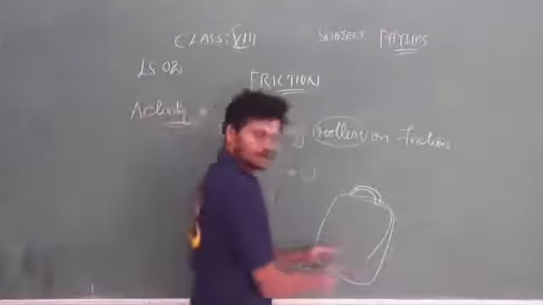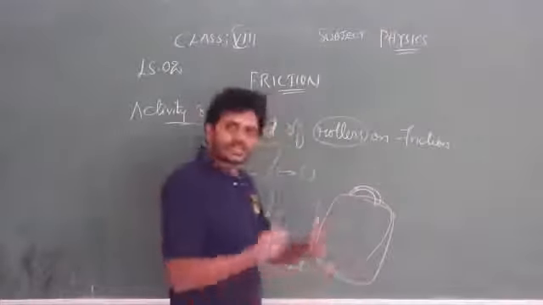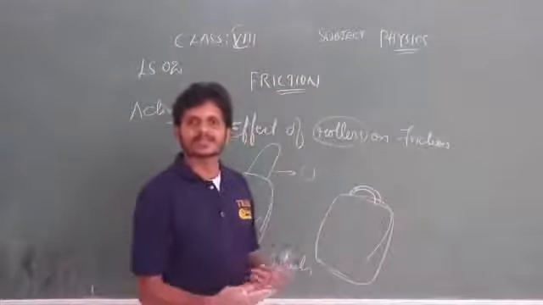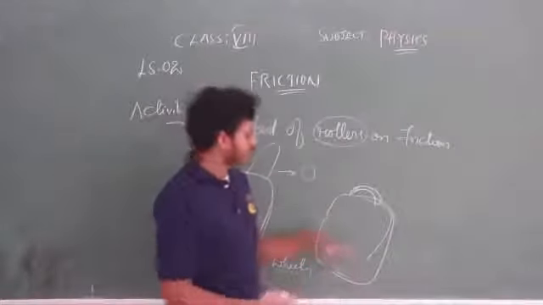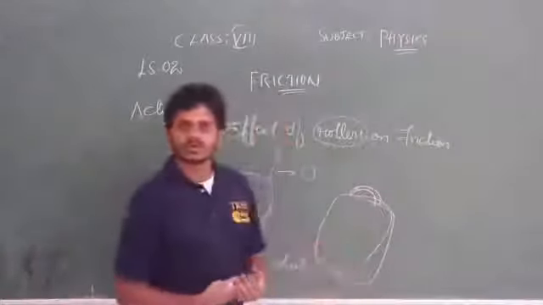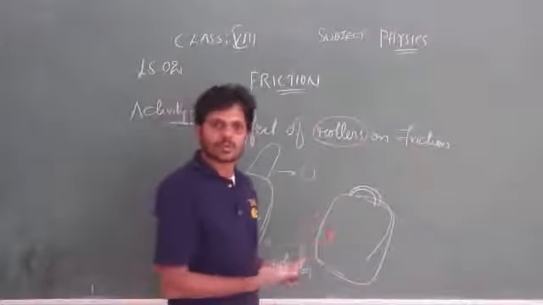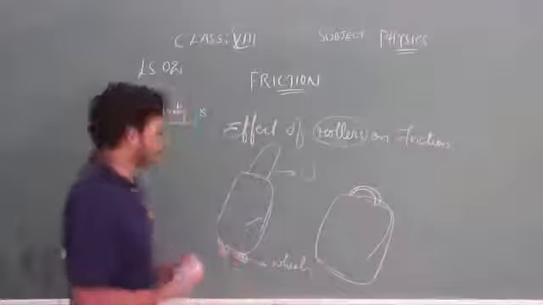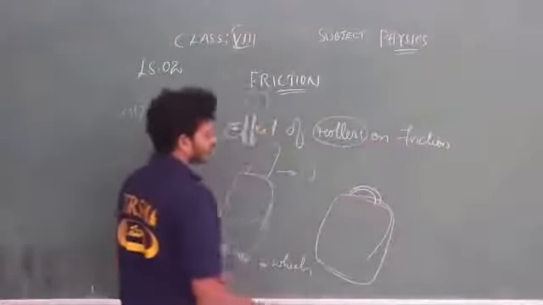Whereas here contact area is more. Since contact area is more, friction also increases. These are some of the factors that affect the friction. So contact area is more, friction increases, so we need to apply more effort, more energy. This is one example for the effect of rollers on friction.